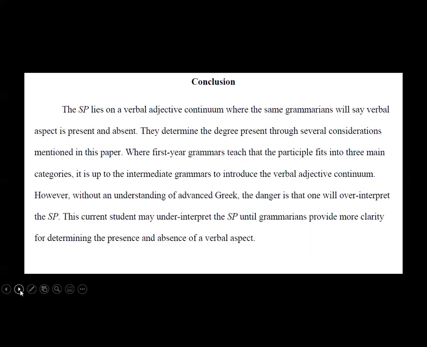Okay, and here's my conclusion of the paper. The substantival participle lies on a verbal adjective continuum, where the same grammarians will say verbal aspect is present and absent. They determine the degree present through several considerations mentioned in this paper. Where first-year grammars teach that a participle fits into three main categories, it is up to the intermediate grammars to introduce the verbal adjective continuum. However, without an understanding of advanced Greek, the danger is that one will overinterpret the substantival participle. This current student, talking about me, may underinterpret the substantival participle until grammarians provide more clarity for determining the presence and absence of verbal aspect.